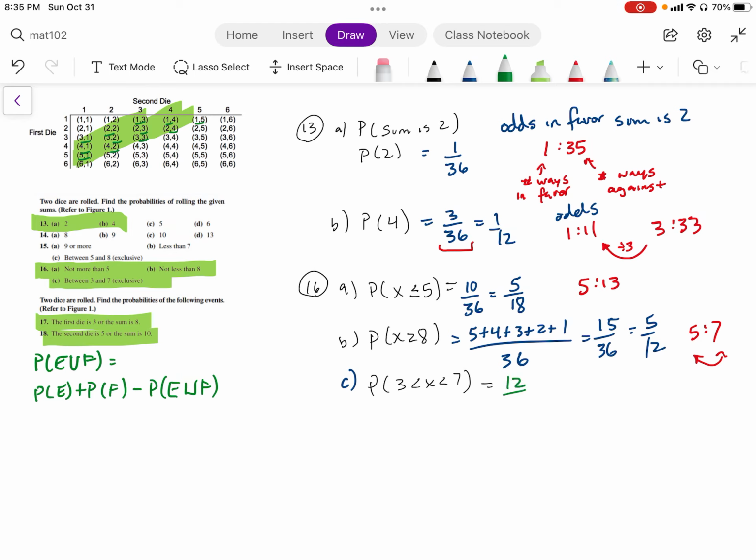12 out of 36. Or 1/3. I switched colors there, that's okay. Okay, 1/3 or a 1 to 2. Trying to stay consistent here, 1 to 2 odds.